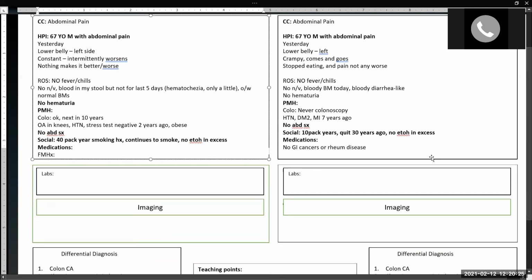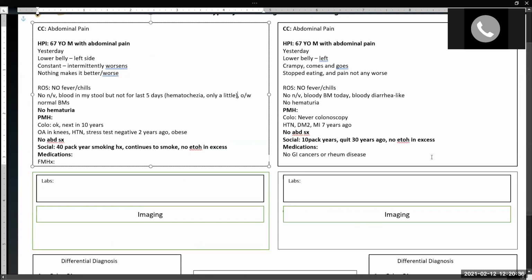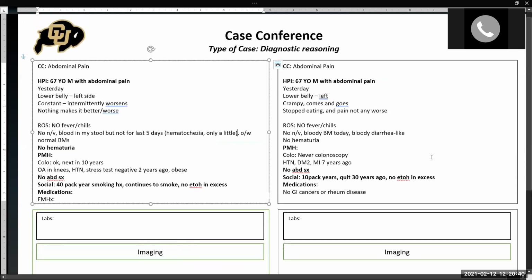And we can always keep going back to the differential and move things up or down if you guys want, or add things, if stuff pops up in your head. We'll get some labs. Do you want something else before the labs? An exam might be helpful, right? With abdominal pain, for most people it's like, yeah, it hurts, but I think it's helpful to do one anyway.